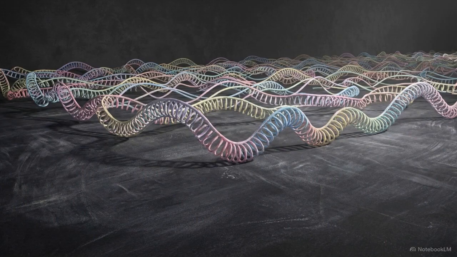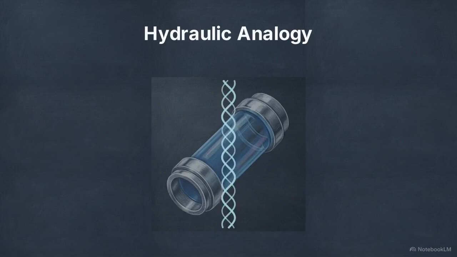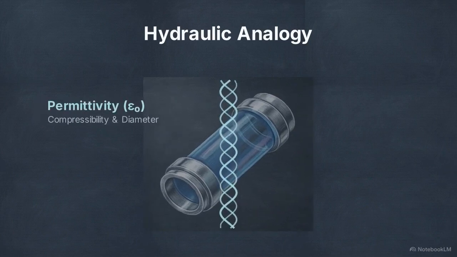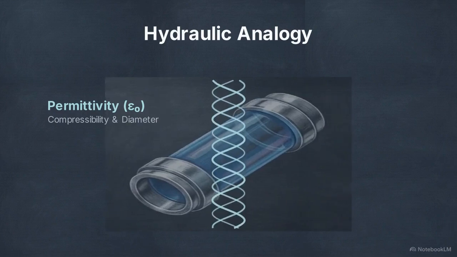To see how these properties emerge, visualize spacetime as a dynamic physical membrane with inherent characteristics like compressibility and rigidity. We can model this using a hydraulic analogy. Imagine the spacetime field as a pressurized hose through which information flows like a fluid. The membrane's allowance for angular displacement, its permittivity, maps to the diameter of this hose. A higher permittivity allows for more curvature before the medium reaches saturation.